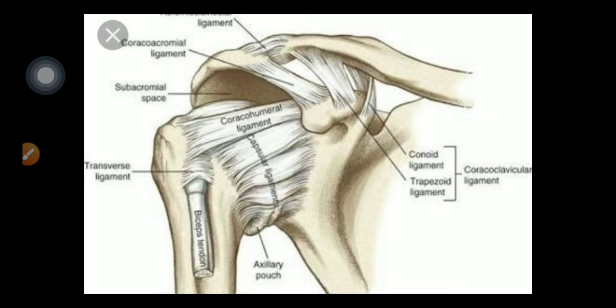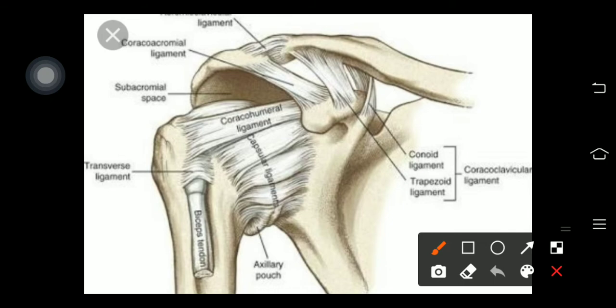Now we're going to see the accessory ligaments of this joint. There are three accessory ligaments. One is the coracoacromial ligament. Here you can see the coracoacromial ligament. This is the coracoacromial ligament.